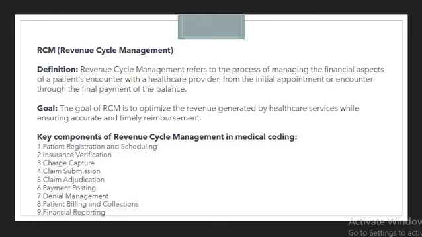Now there might be one question. We know that this is the cycle, and it is known as revenue cycle management. But what is the goal? Why are we using this? Here I have mentioned that the goal of RCM is to optimize the revenue generated by healthcare services while ensuring accurate and timely reimbursement. So the overall goal for RCM is to optimize the revenue generated by the healthcare services. This is the sole goal.